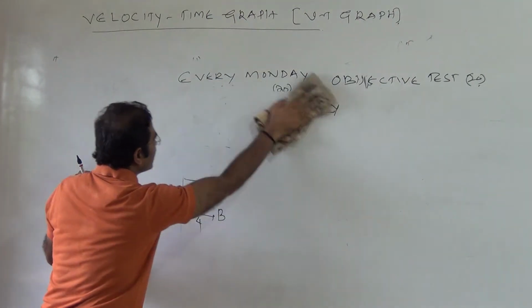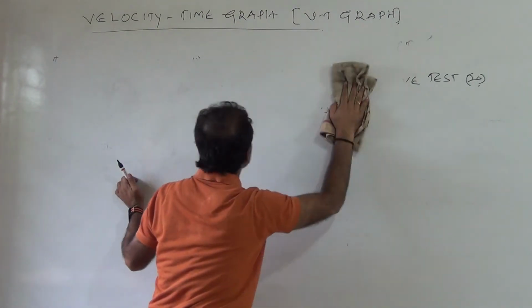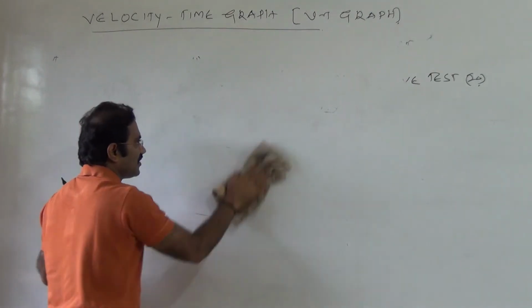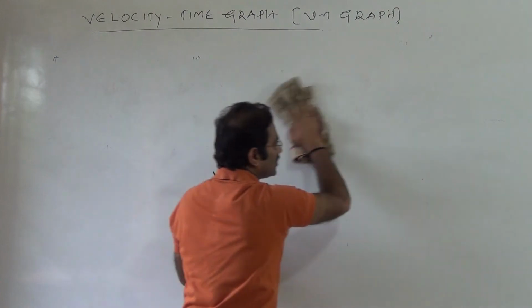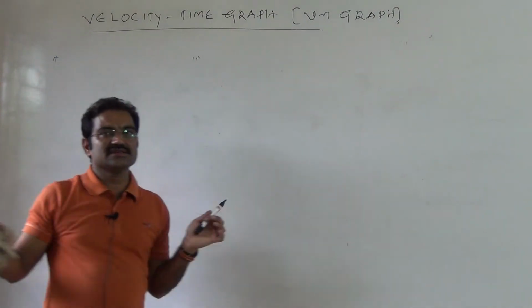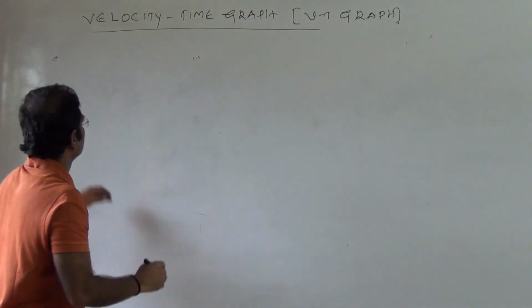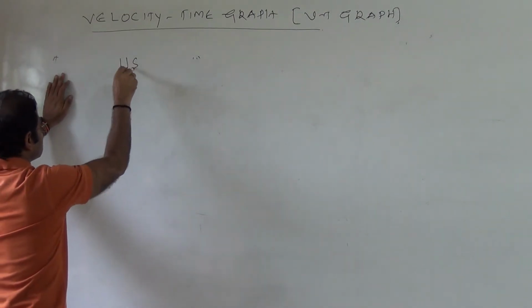As I have told, there are two important questions on velocity time graph. One is, what are the uses of VT graph? The second one is, derive the equations of the motion. The first one is, what are the uses?